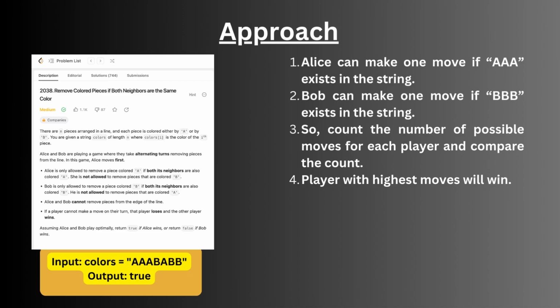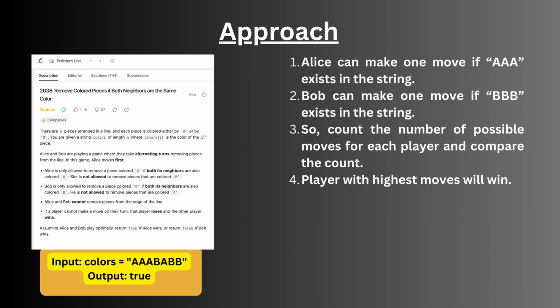Alice is only allowed to remove a piece colored A if both of its neighbors are also colored A. She is not allowed to remove pieces that are colored B. Similarly, Bob is allowed only to remove a piece colored B if both of its neighbors are also colored B. He is not allowed to remove pieces that are colored A. Alice and Bob cannot remove pieces from the edge of the line. If a player cannot make a move on their turn, that player loses and the other player wins.